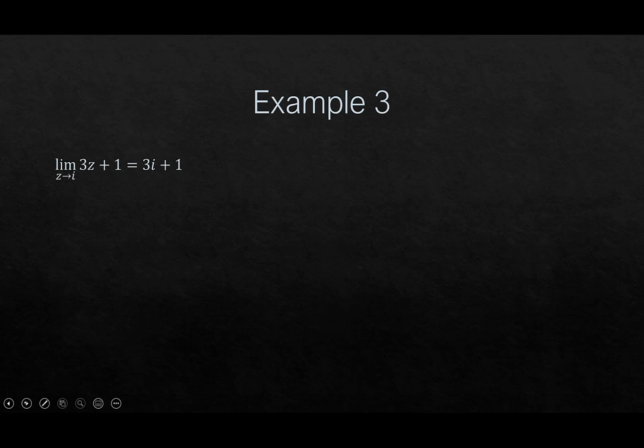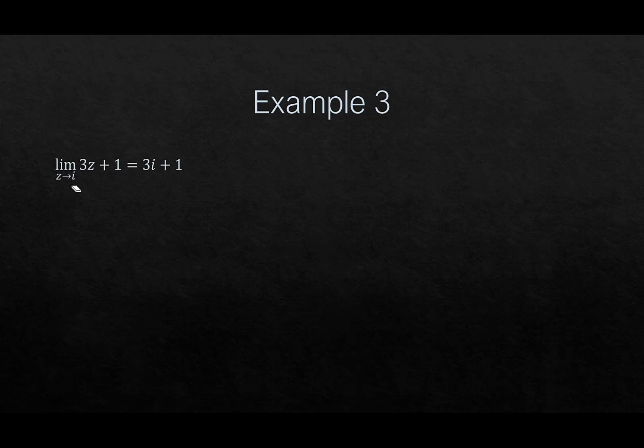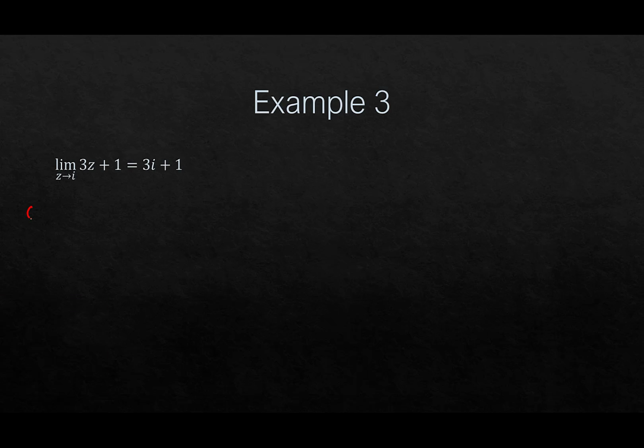Let's prove that the limit as z approaches i, the complex number i, of 3z plus 1 is equal to 3i plus 1. Now again, if you were to use the direct substitution property, you would see that if you plug in z equal to i, you do get 3i plus 1. So this should make sense as the limit. But how do we prove it precisely? We have to do a little bit more work. Okay, so we're going to proceed. Let's do our scratch work.